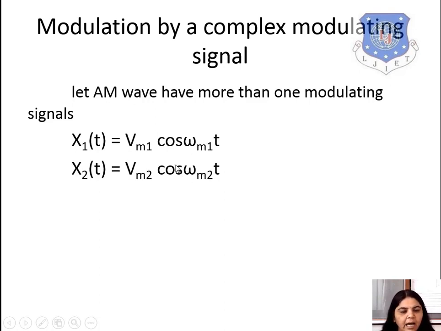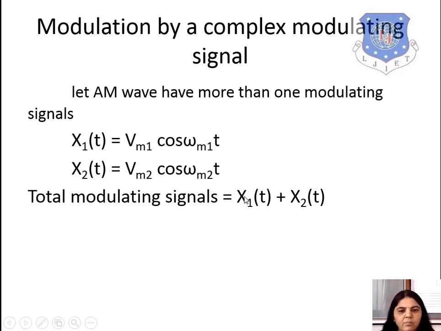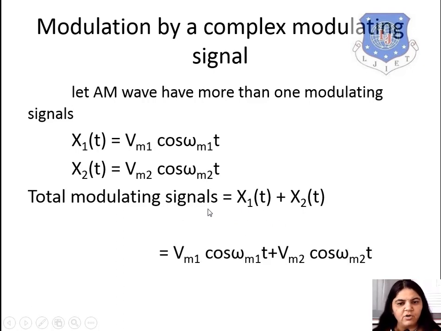Similarly, we'll take another wave x2(t) equal to Vm2 cos omega m2 t. So the total modulating signal is equal to x1(t) plus x2(t). We'll put the values of x1(t) and x2(t) over here.